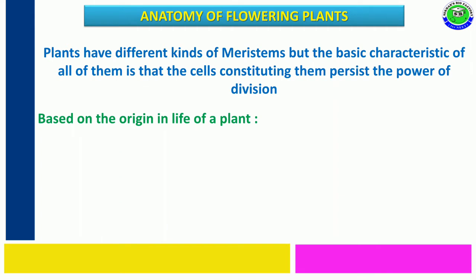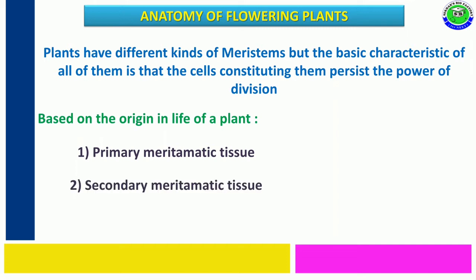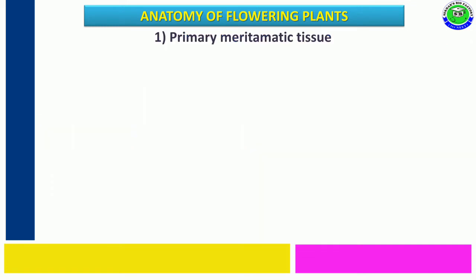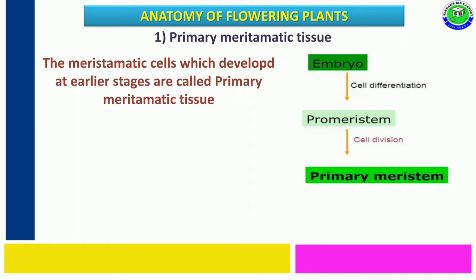Depending upon their origin in the life of the plant body, meristematic tissues are basically of two types. The first type is primary meristematic tissue, and the second is secondary meristematic tissue. The primary meristematic tissue, that means the meristematic cells developed at the earlier stages of life, is referred to as primary meristematic tissue.